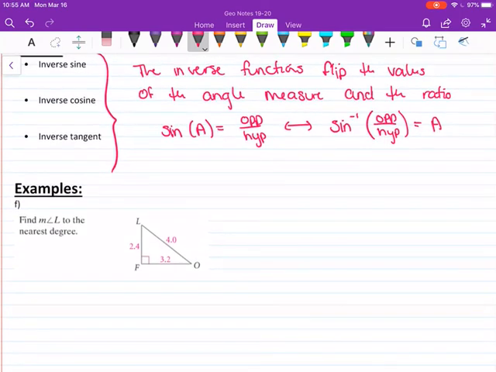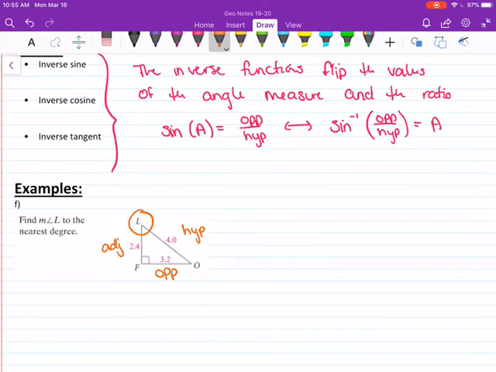Okay, so our example says find the measure of angle L to the nearest degree. Okay, so angle L, so here's my angle of interest. So I'm going to write all my sides in relation to angle L. So 3.2 is my side opposite. 2.4 is my side adjacent, and 4.0 is the hypotenuse because it is across from the right angle.